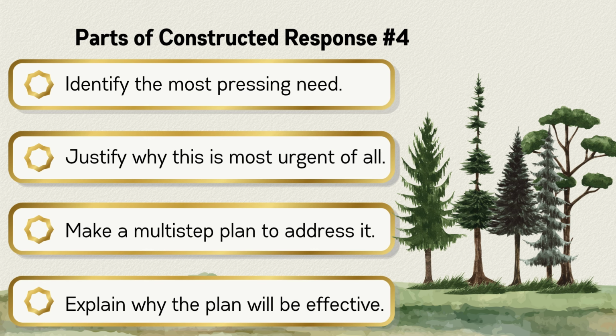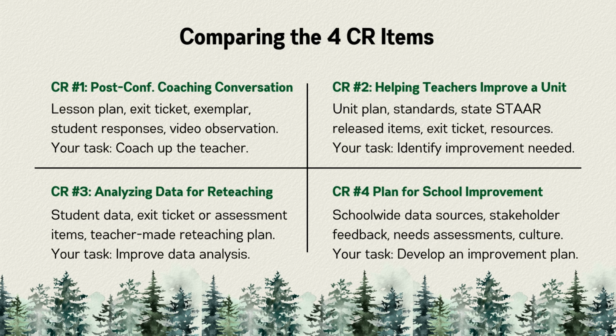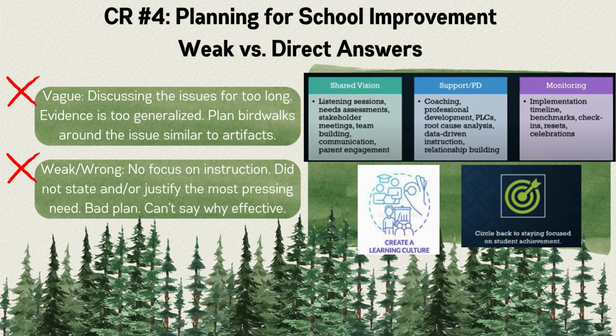And that has a lot to do with building in timelines for checking. So again, here's the data sources that they're going to give you. And in your plan, see this part right here, the shared vision, support, and professional development and monitoring. In the video, we talk about, for number 4, that there's some universal features for any improvement plan. So in your plan, you're going to keep the focus on instruction, but you're going to talk about how you're going to build a shared vision around improving reading outcomes or math outcomes or whatever through listening sessions, needs assessment, stakeholder meetings, team building, communication, parent engagement.